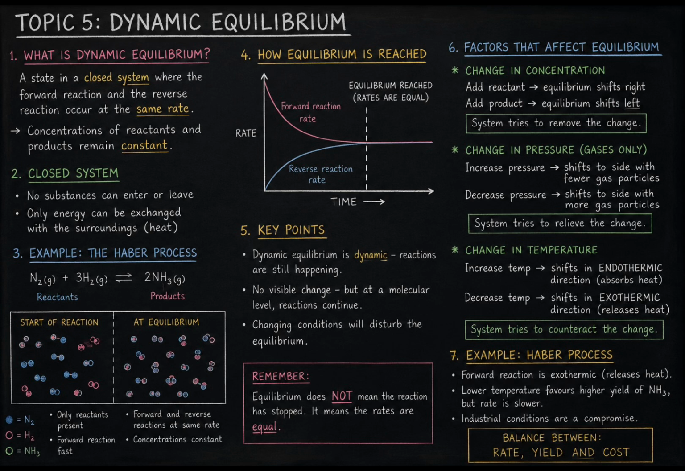The system is not stopped. Both reactions continue. The equilibrium is dynamic. Remember the trap: equilibrium does not mean the reaction has stopped. It means rates are equal. Graph: forward rate starts high and decreases.